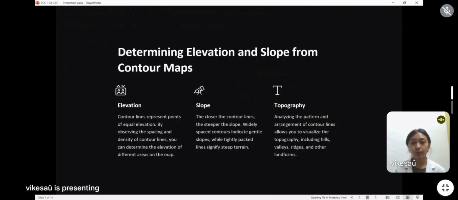Determining elevation and slope from contour maps. Elevation. Contour lines represent points of equal elevation. By observing the spacing and density of the contour lines, you can determine the elevation of different areas on the map. Slope. The closer the contour lines, the steeper the slope. Widely spaced contours indicate a gentler slope, while tightly packed lines signify steep terrain. Topography. Analyzing the pattern and arrangement of contour lines allows you to visualize topography, including hills, valleys, ridges, and other landforms.